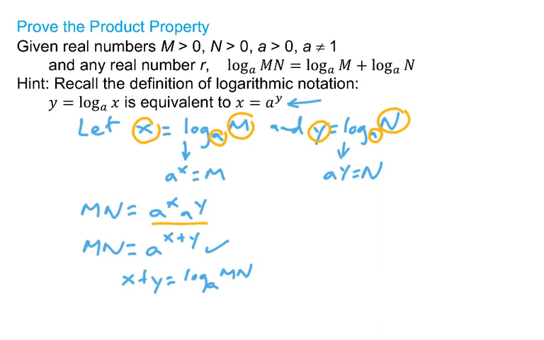Now, so what have I done? I've taken a logarithmic statement, unraveled it as an exponential statement, observed an exponential property, and translated it back. Now, x plus y, what was x? X was logarithm base a of m, and y was logarithm base a of n.